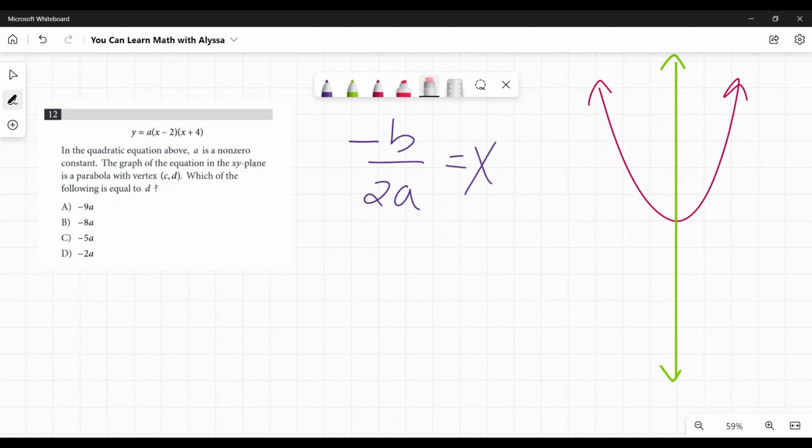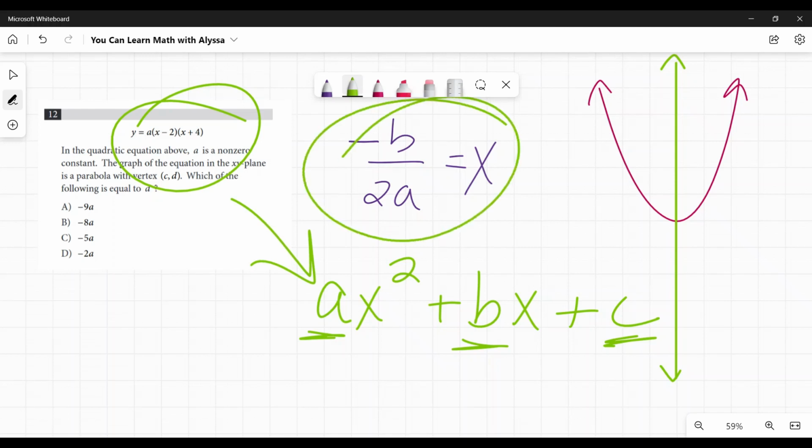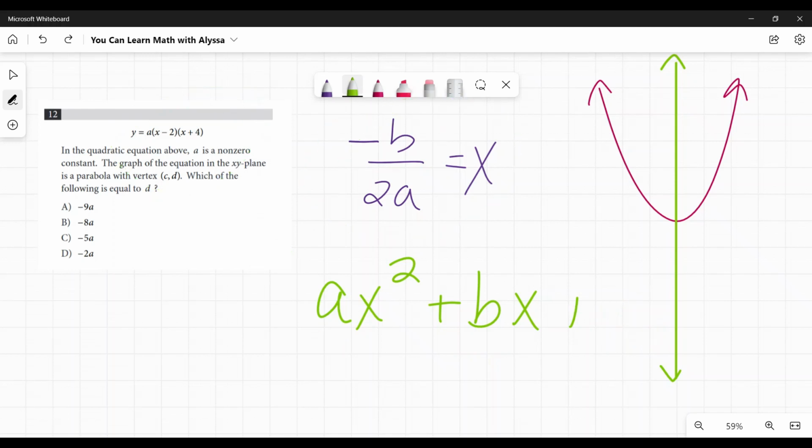It's my favorite way to find the vertex. Some teachers prefer others. I don't. I like this way. So negative b and 2a, where do those come from? Now this is not referring to that letter a that's over there. This is referring to when a quadratic is in the form ax squared plus bx plus c, where a, b, and c are constants, or just numbers. This is not in that form, so we can't find the vertex just yet.